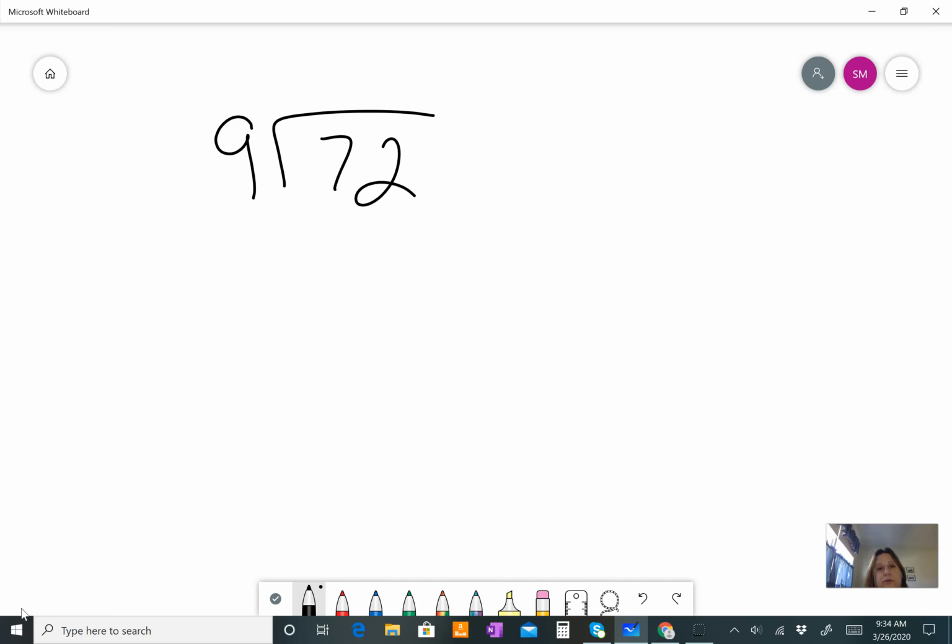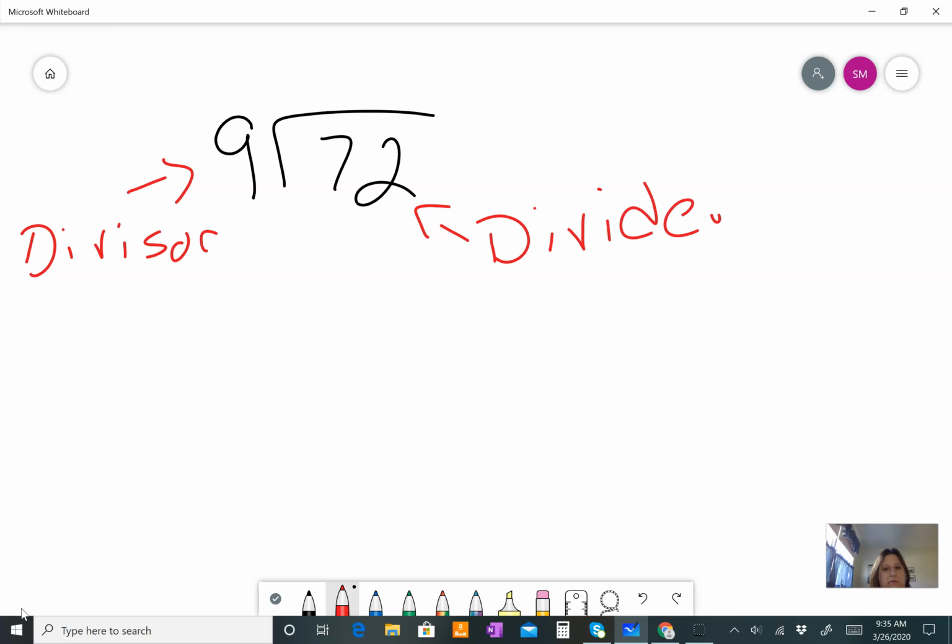Okay, so when we're doing division, you take a digit at a time. You ask yourself, can our outside number, that would be our divisor, this guy here is the divisor, go into my dividend? This is my dividend. But I want to break up that dividend, okay?